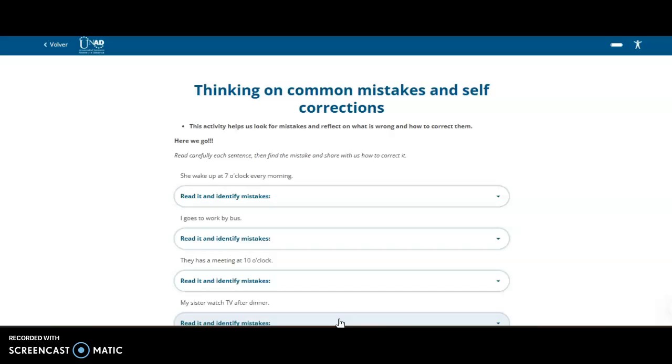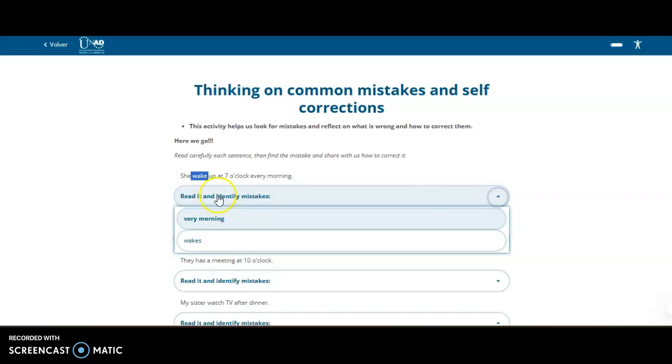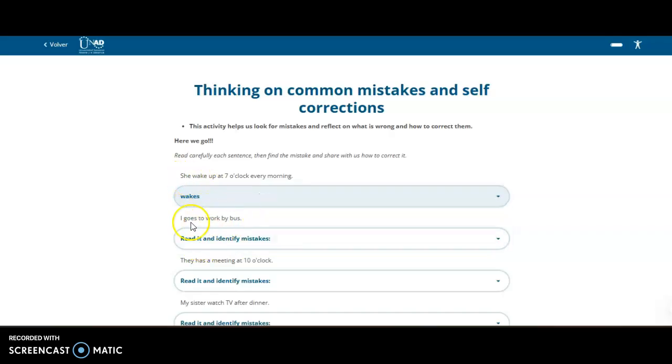Then we have the last activity. In that kind, we need to find the mistake. Okay, so: she wake up at 7 o'clock every morning. We have some mistake. We are going to talk about she. So what happened with the verb? In that case, we have two options. What can be, every morning or wakes? What is the correct? Wakes because it's with she.